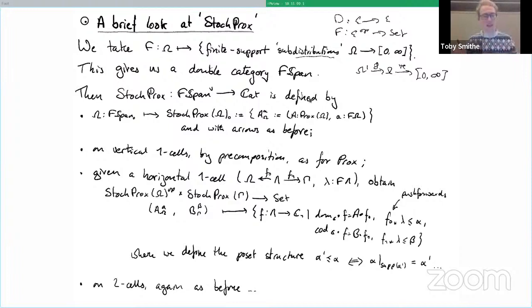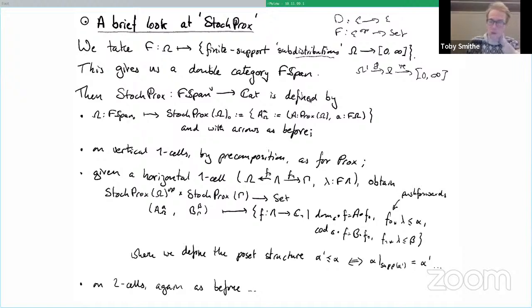Then I need to extend the structure of this proxy double category to account for this extra data. So I can define the fibers by taking the objects to be these proxied objects equipped with distributions, or subdistributions, on the parameter object. The arrows are going to be these proxied arrows just as before. On vertical one cells, it works by precomposition, again, just as for proxies.